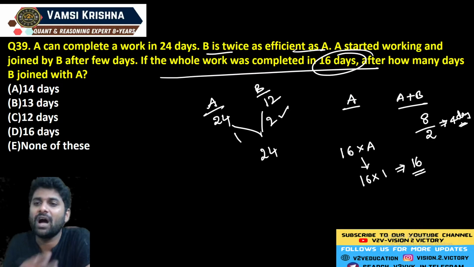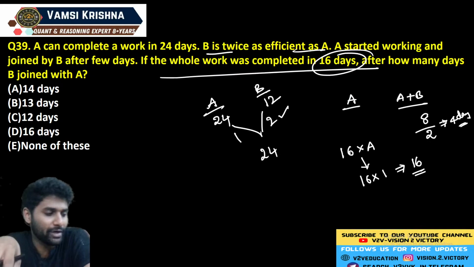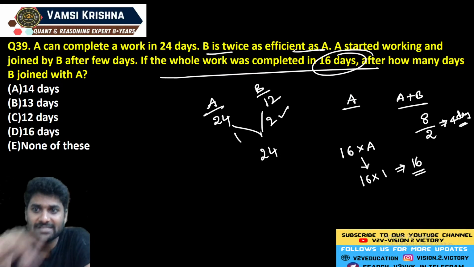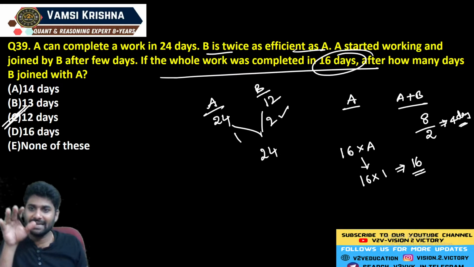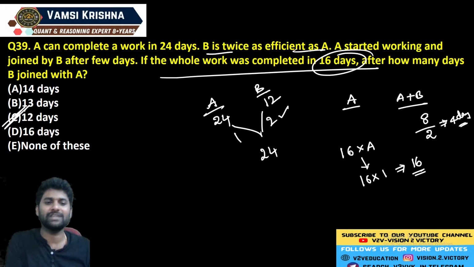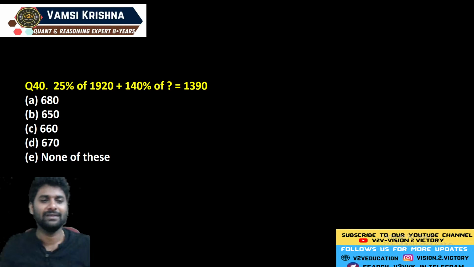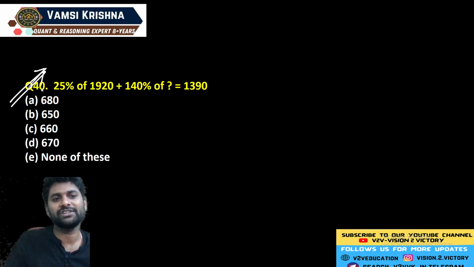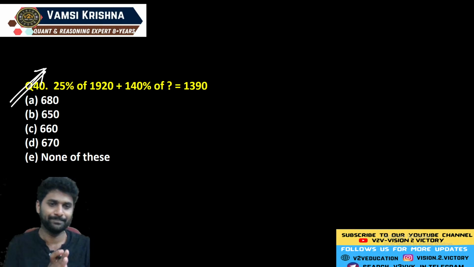Now the question, after how many days did B join A? Out of 16 days, 4 days he is working. See, he is working only 4 days, means he joined after 12 days. Guys, here B is working only 4 days, means he joined after 12 days. Why? Because whole work is completed in 16 days. Guys, this is for you for quant section. Just try this question and post your answer in the comment section, guys.